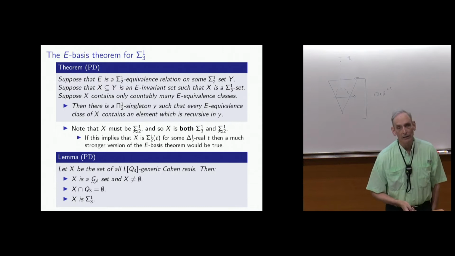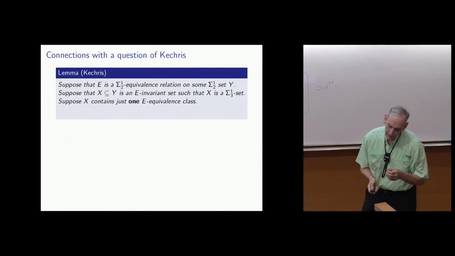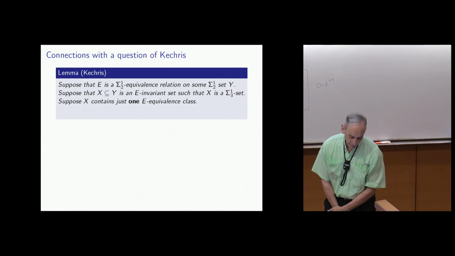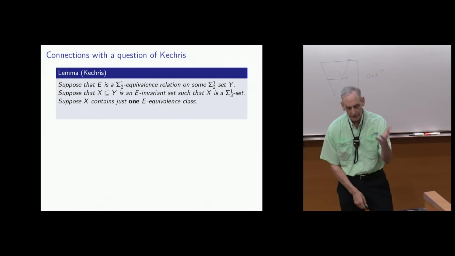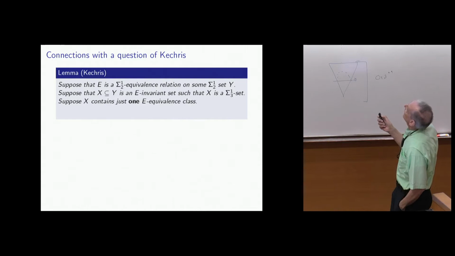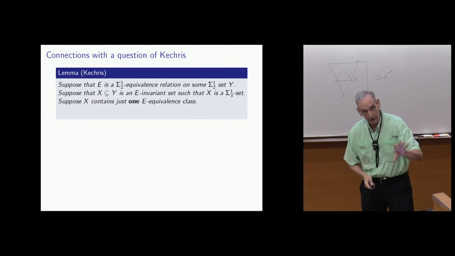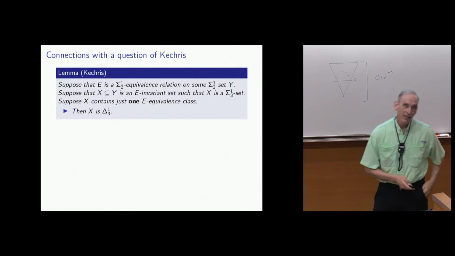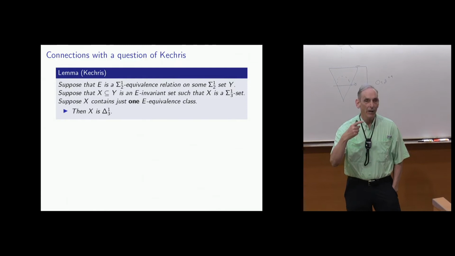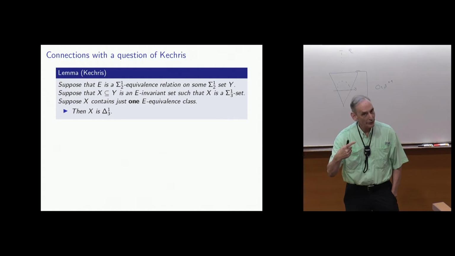And this turns out to be connected to a forgotten question of Kechris. So Kechris made the following observation. Suppose E is a light face Σ¹₂ equivalence relation on some light face Σ¹₂ set Y. Suppose X is a subset of Y, it's E invariant, and is Σ¹₃. But now suppose X contains just one E equivalence class. In the E basis theorem, we assumed it had only countably many. But suppose it has just one. Well, then X is Δ¹₃, right? Because you can say I'm not in X if I'm not E equivalent to something in X. Not E equivalent to Π¹₂, so this is a Σ¹₃ definition for the complement.